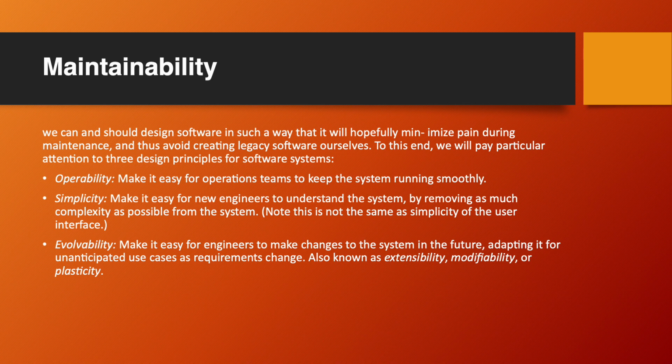Let's discuss maintainability. We can and should design software in such a way that it will hopefully minimize pain during maintenance and thus avoid creating legacy software ourselves. To this end, we'll pay particular attention to 3 design principles for software systems. First, operability, making it easy for operations teams to keep the systems running smoothly. Simplicity, making it easy for new engineers to understand the system by removing as much complexity as possible from the system. Note, this is not the same as simplicity of the user interface. The third one is evolvability, making it easy for engineers to make changes to the systems in the future, adapting it for unanticipated use cases as requirements change, also known as extensibility, modifiability, or plasticity.